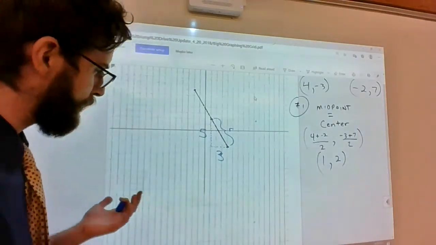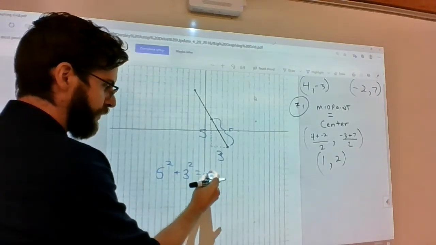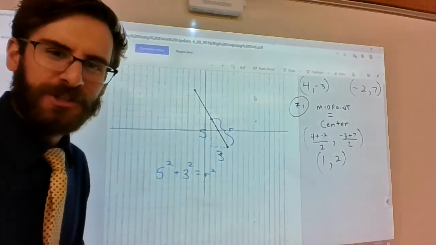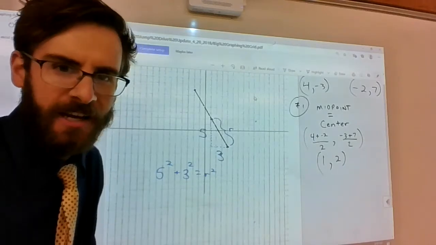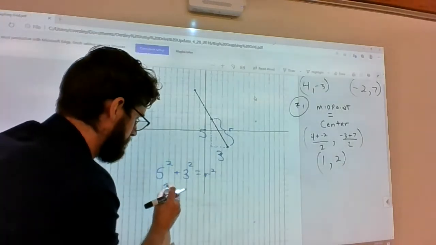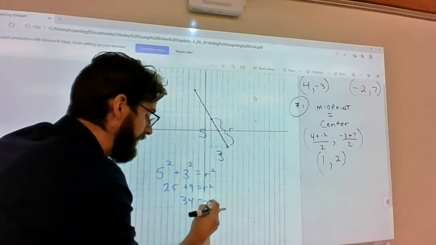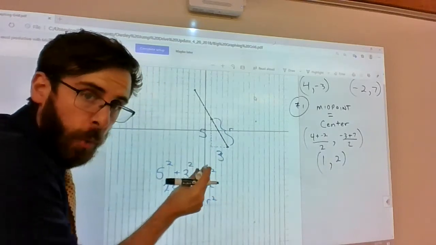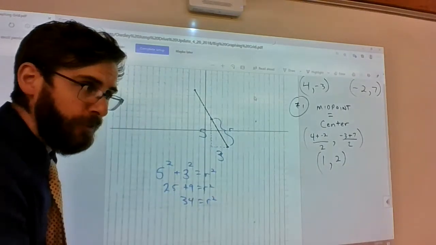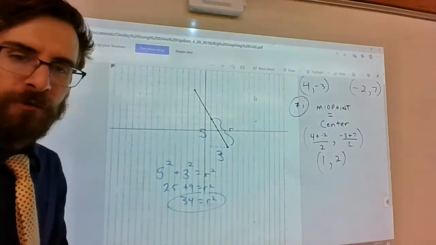For some reason, people are like, yeah, when you show me those right triangles, 5 squared plus 3 squared equals r squared, just seems a lot easier. Because now it's 25 plus 9, which is 34. And again, the r squared is in the formula, so I really don't need to find the actual radius. I just know that 34 is r squared.